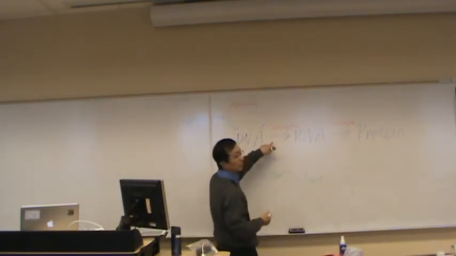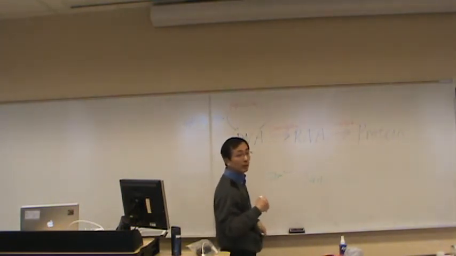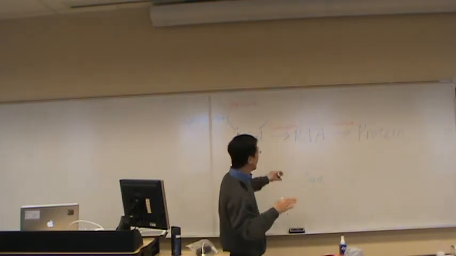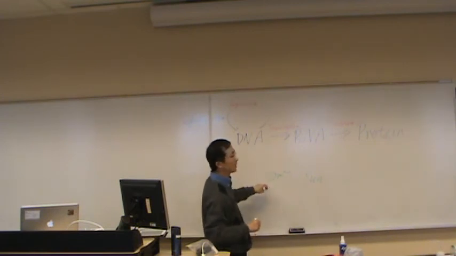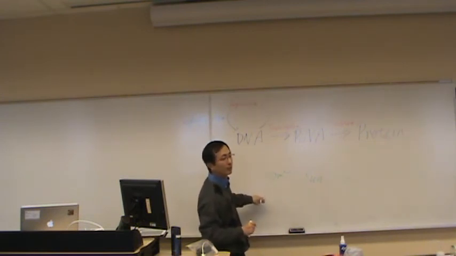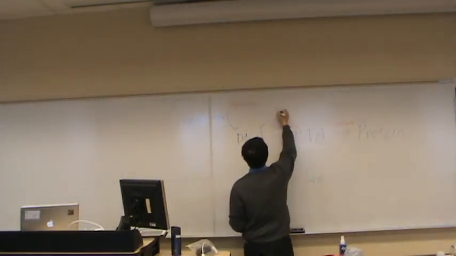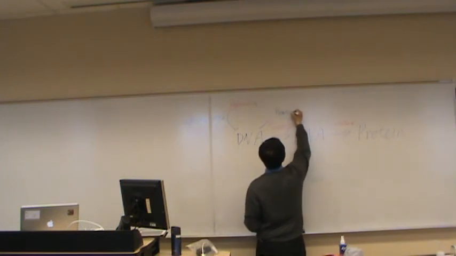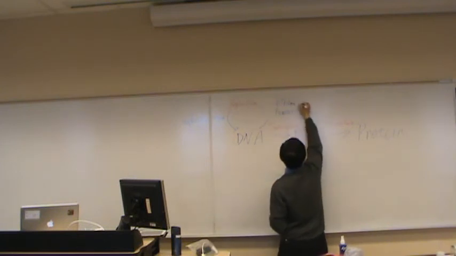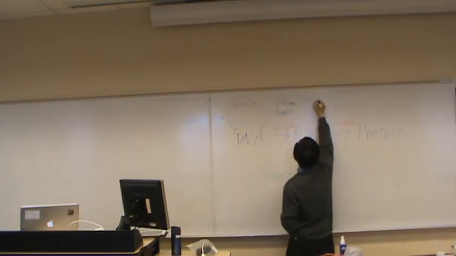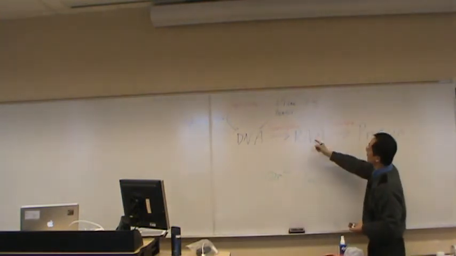For transcription, we need what? The start signal will be, we're all talking about bacteria here. For transcription, the start signal is what? Promoter region. So for transcription, we need the promoter region. There's a -10 Pribnow box and a -35 sequence. Can someone double check? Is it -35, -30?